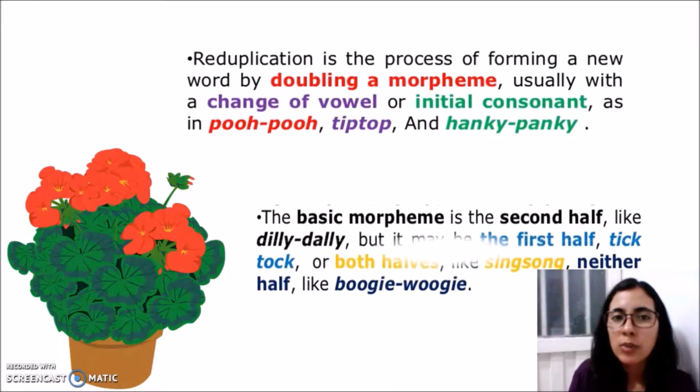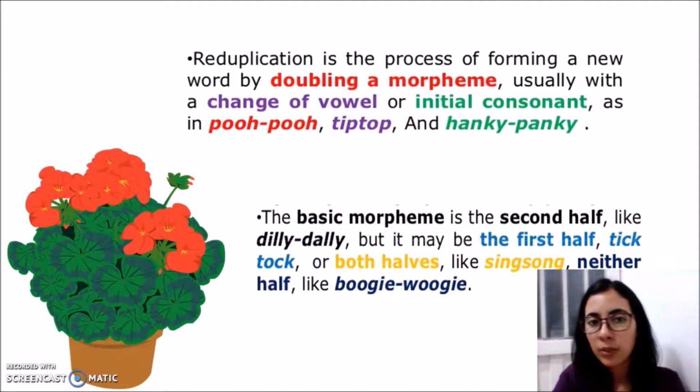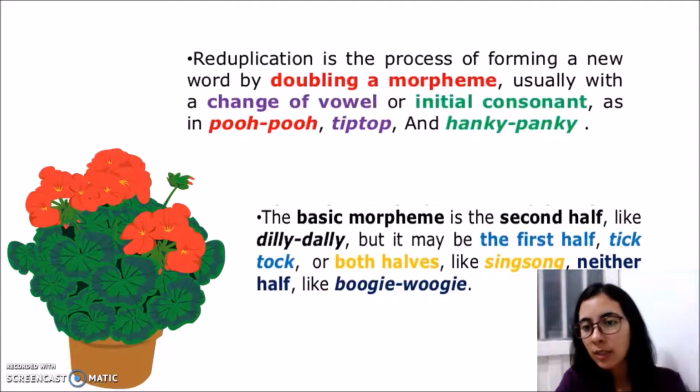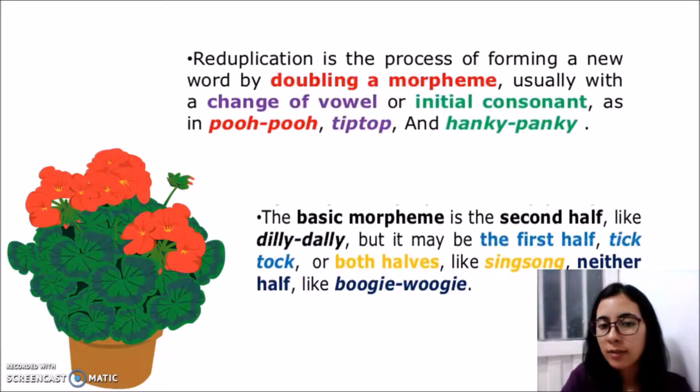In this case, reduplication is the process of forming a new word by doubling a morpheme, usually with a change of vowel or initial consonant, as in poof poof, tip tap, and hanky panky. And the basic morpheme is the second half, like diddle dally, but it may be the first half, tick tock, or both halves, like sing song, or neither half, like boogie woogie.